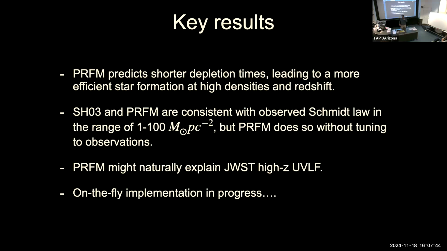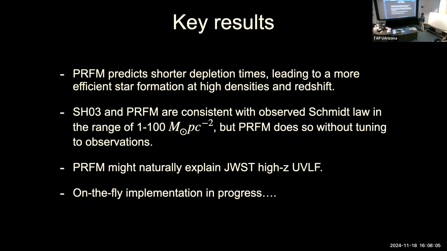So, thank you so much for showing this great model. I actually have two questions. One is, do we have an intuitive understanding of why PRFM predicts higher star formation rates at higher densities as opposed to the Springer-Lundquist model?